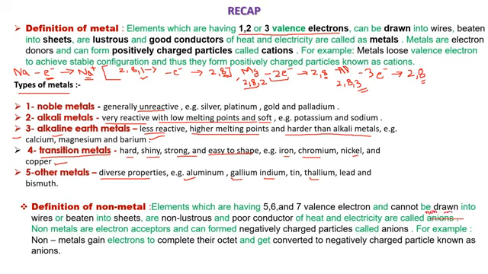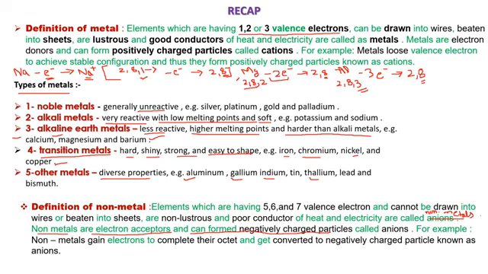Non-metals, right? So non-metals are electron acceptors. Metals were electron donors, whereas non-metals are electron acceptors and can form negatively charged particles because they accept electrons. So definitely they are going to form negatively charged particles because the number of electrons will increase after accepting the electrons, and we know that electrons have a negative charge.